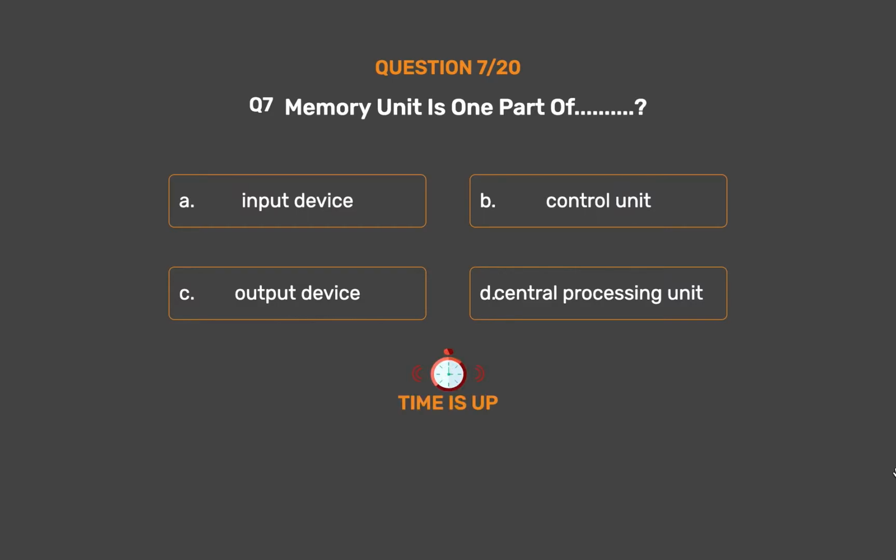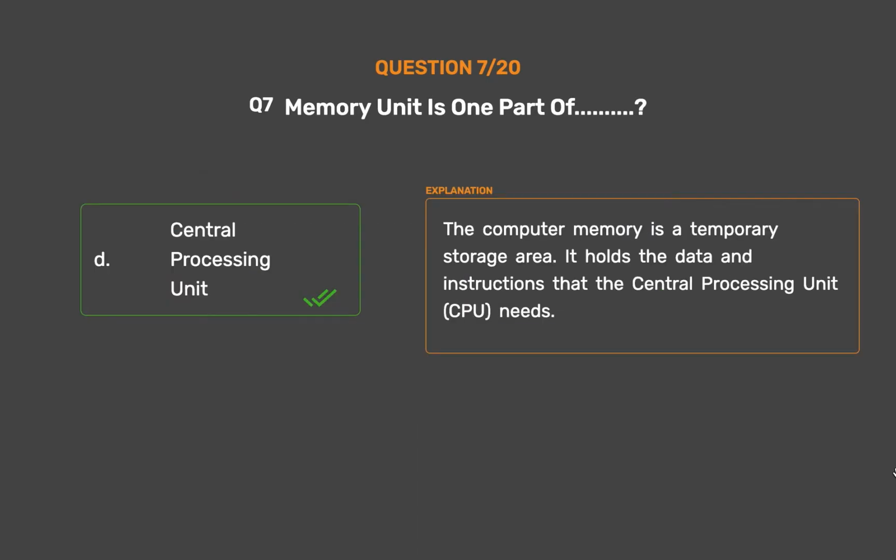The correct answer is option D. Central processing unit. The computer memory is a temporary storage area. It holds the data and instructions that the central processing unit, CPU, needs.